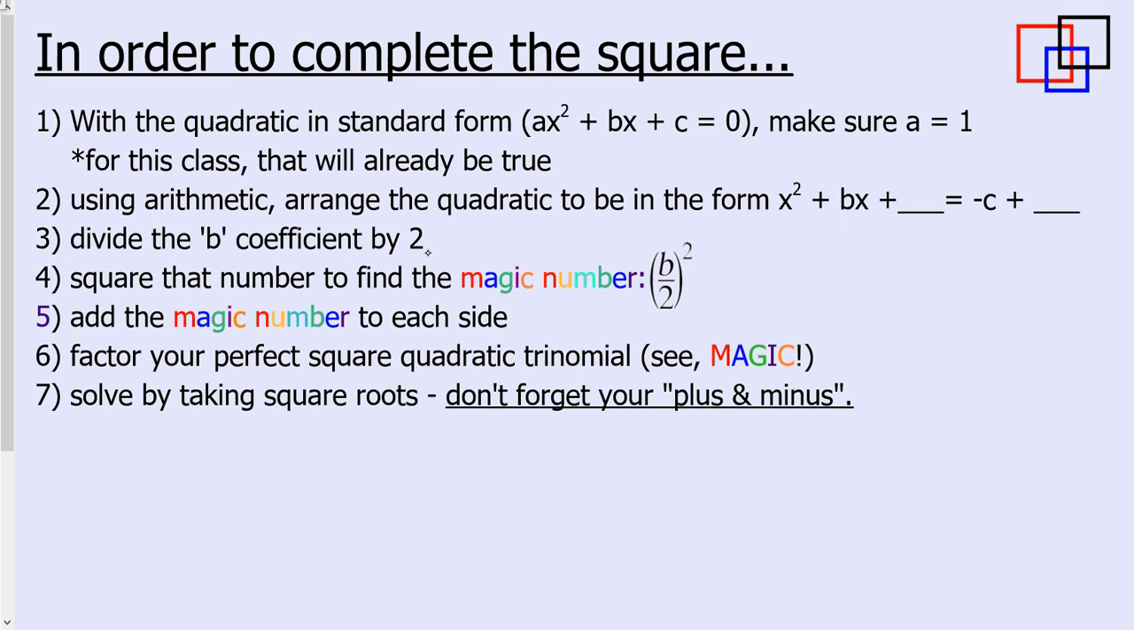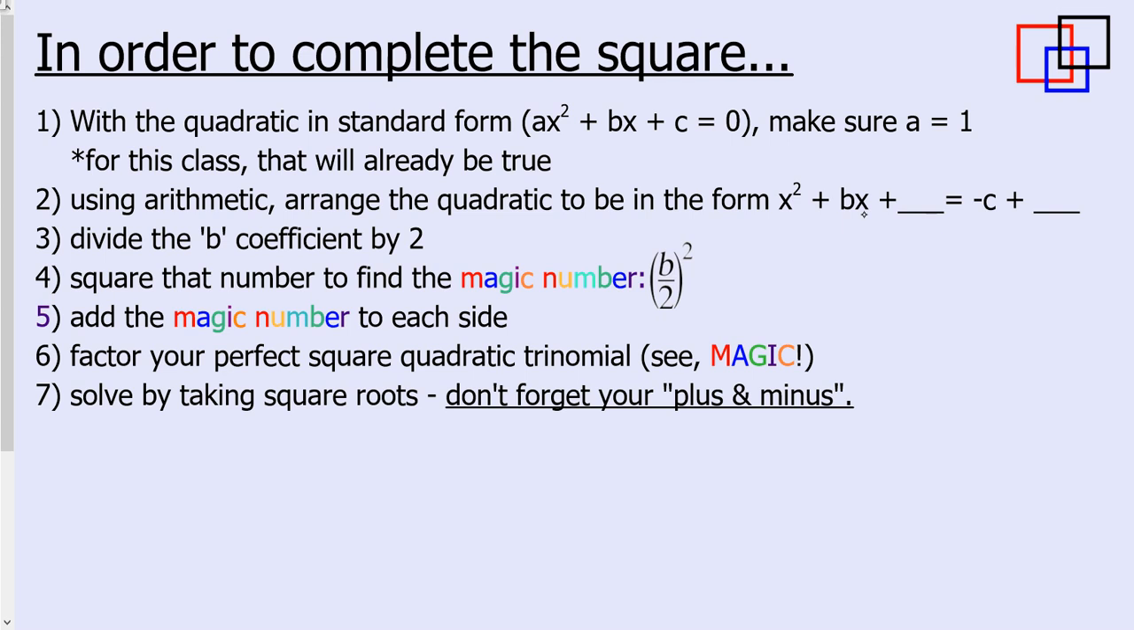All right, so then using arithmetic, we're going to rearrange the quadratic so it's in the form x squared. Remember, because we said a is always going to equal 1 for these types of problems that we are looking at today, okay, plus bx plus blank equals negative c plus blank. All right, how do we end up with a negative c over here? Well, we had a positive c and we subtracted it from both sides. That's about it. Okay. So then what we're going to do is try and find the number that belongs here. Okay. I just call it the magic number.